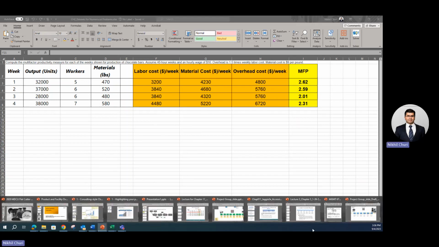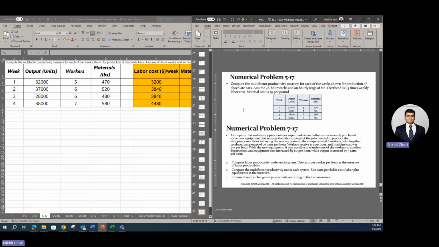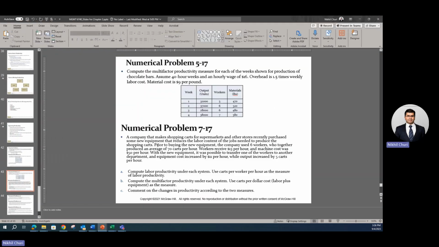Going to our PowerPoint slide again here. Let's read and solve the next problem, which is 7-17. A company that makes shopping carts for supermarkets and other stores recently purchased some new equipment that reduces the labor content of jobs needed to produce the shopping carts. Prior to buying the new equipment, the company used 6 workers who together produced an average of 70 carts per hour. So input is given, 6 workers, and 70 carts per hour was the output.